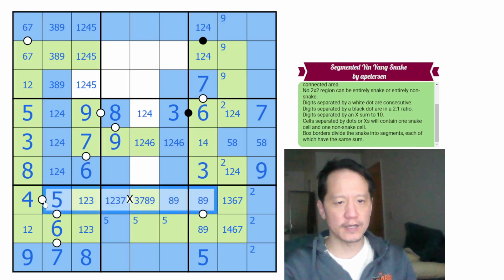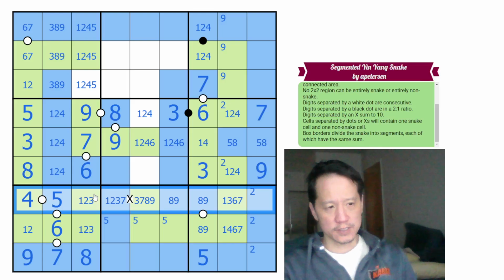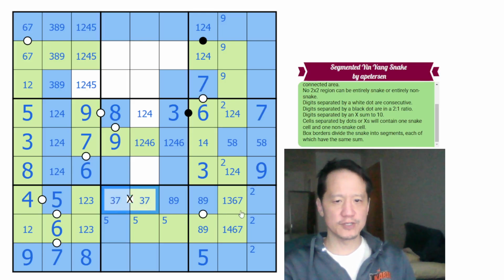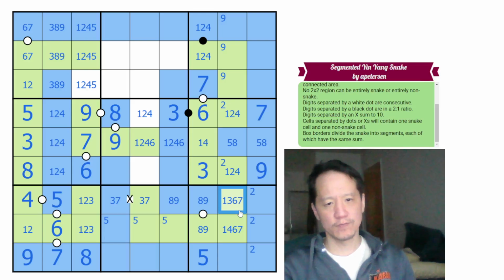Now we have an 8, 9, 8, 9 pair in row 7, which eliminates 8 and 9 from the rest of the row. So this can't be 8 or 9. This can't be 1 or 2. So now we have a 3, 7, 3, 7 pair in row 7, which eliminates 3 and 7 from the rest of the row. So this is 1, 2, or 6.